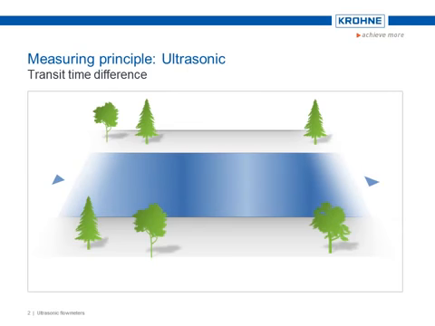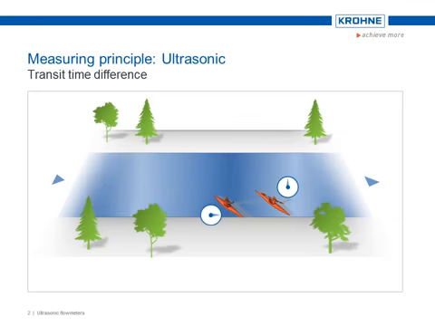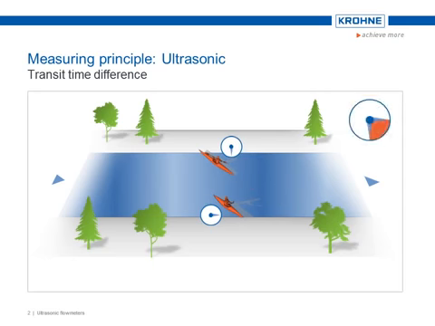Ultrasonic flow measurement with the transit time difference is based on one simple physical fact. Imagine two canoes crossing a river diagonally on the same line, one in the direction of the flow and the other against it. The canoe moving in the direction of the flow needs considerably less time to reach the other riverbank than the canoe moving against the direction of the flow.